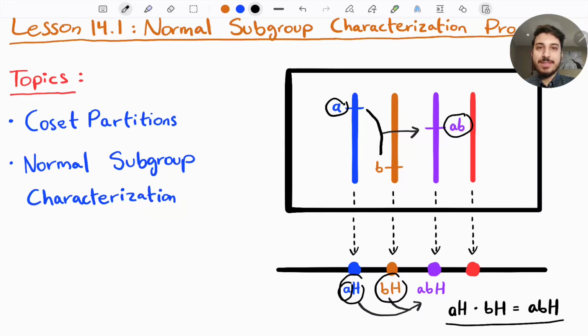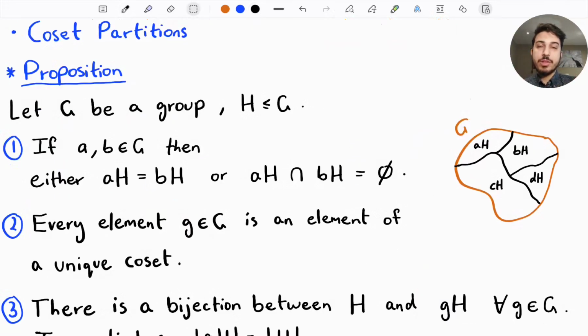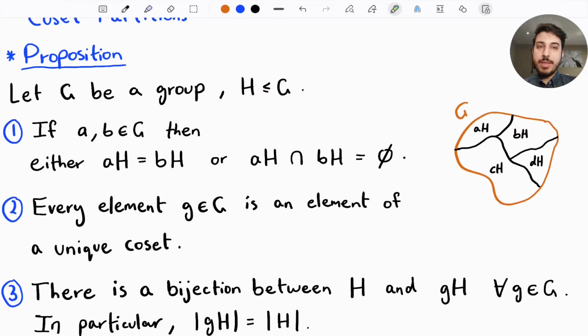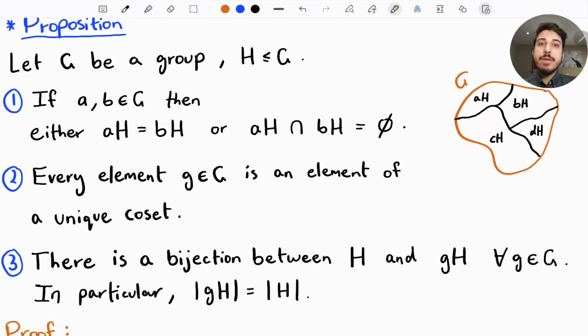So let's get started with the statement of the proposition concerning coset partitions. Let G be a group and H a subgroup of G. The first result says that if A and B are two elements in G, then either the coset AH is equal to the coset BH, or the intersection of AH and BH is completely empty. The second result says that every element g in G is an element of a unique coset. So not only does every element belong to some coset, it belongs to only that coset.